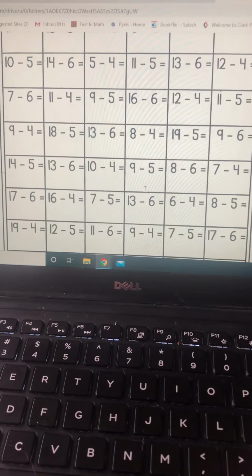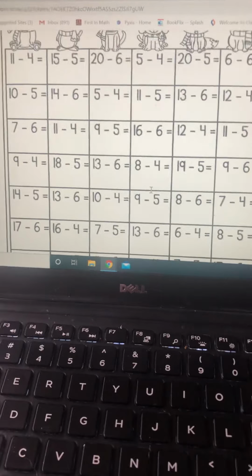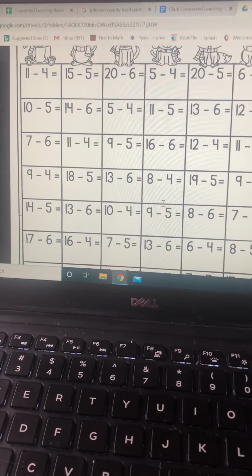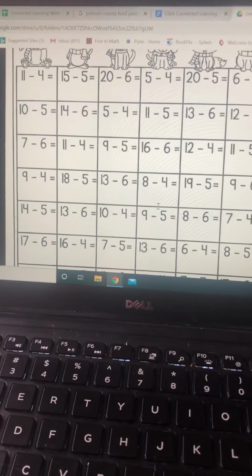If the amount of problems on this page is overwhelming for your student, please feel free to break it up. They can work on some now, some later, some today, some tomorrow, whatever works for your kiddo.